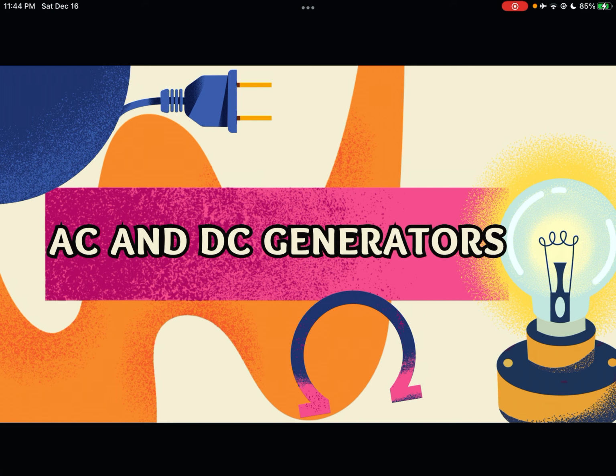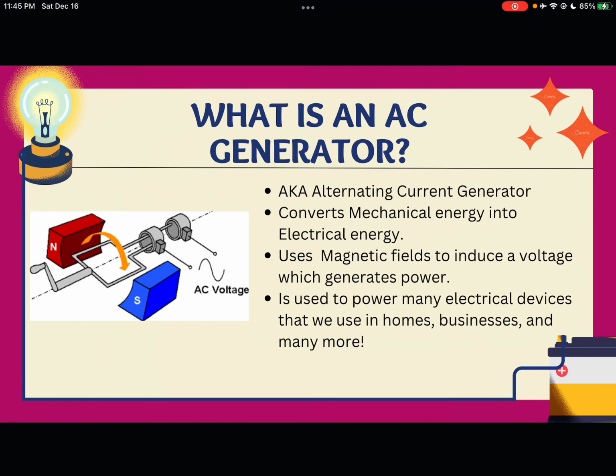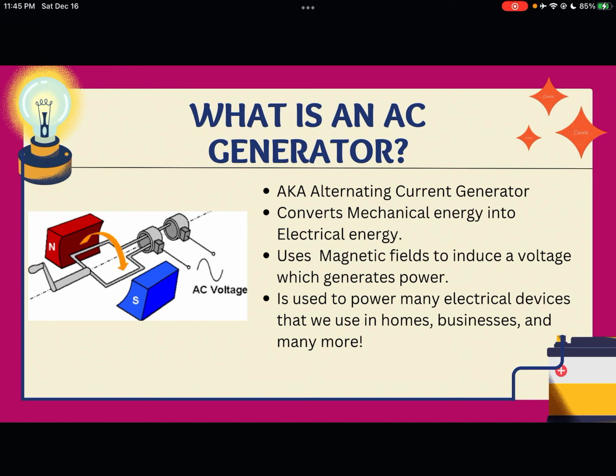Today we're gonna learn about AC and DC generators. First, we're gonna learn about the AC generator. What is an AC generator, you might ask? An AC generator, also called an alternating current generator if you're a scientist who likes long stuff, is a kind of generator that converts mechanical energy into electrical energy.